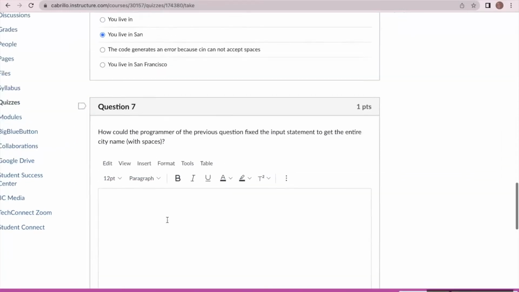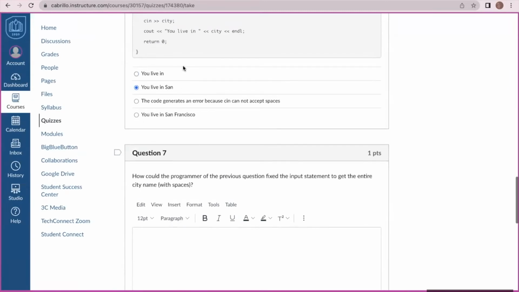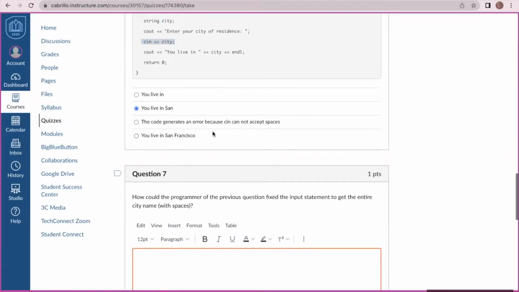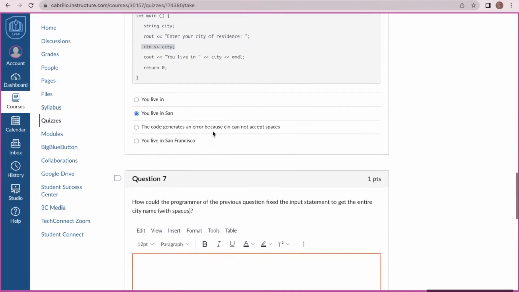How could the programmer have fixed this code, so just the cin statement, so that it would have gotten the entire city name, San Francisco? So with the space. And this is a typing question, and it's kind of difficult because I can't show you guys both questions at once. Hopefully this is okay with this.